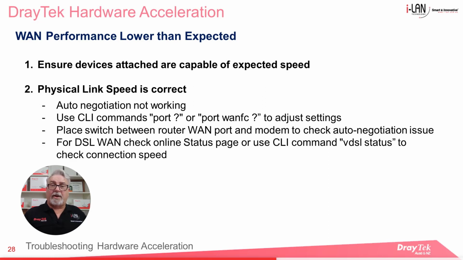For DSL WAN, you can check its physical link speed in the online status page, or with the CLI command VDSL status. If the router links at a lower speed than another router does, try other DSL modem codes, which you'll find on our downloads page for each model, or adjust the SNR margin and see if that increases the sync speed.